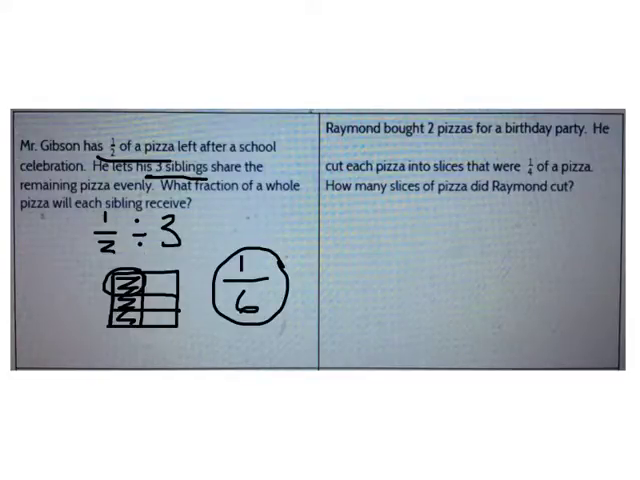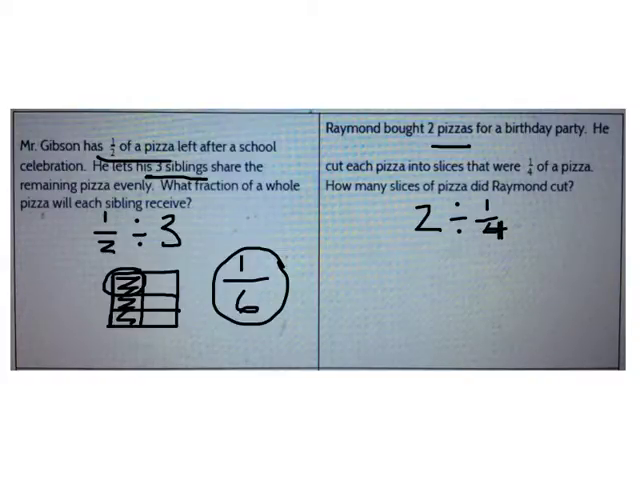Let's do another example. Raymond bought 2 pizzas for a birthday party. He cut each pizza into slices that were 1/4 of a pizza. How many slices of pizza did Raymond cut? This is a division problem because something's being split up. What's being split up in this problem? 2 pizzas are being split up. So what division sentence can I use? I'm dividing 2 by 1/4. I'm seeing how many 1/4 slices are inside of 2 pizzas.